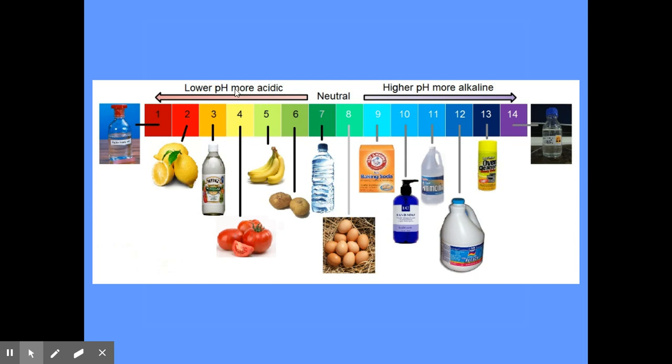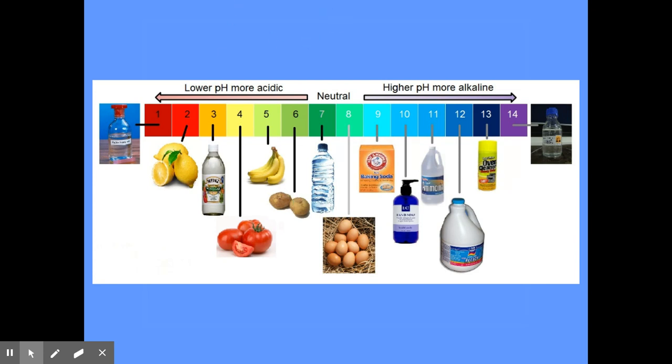Tomatoes have a pH of about 4. A lot of people can't eat pizza or tomato sauce because it gives them indigestion. What it does is it makes their stomach too acidic. And you have to take an antacid, which would be like Pepto-Bismol or something, which can balance that back out. Bananas are pretty neutral. Potatoes are really neutral.